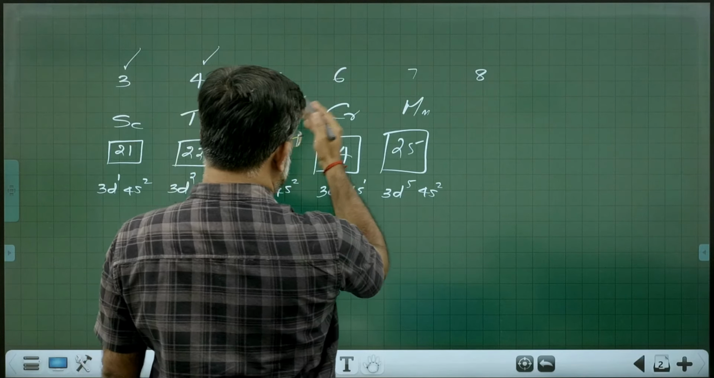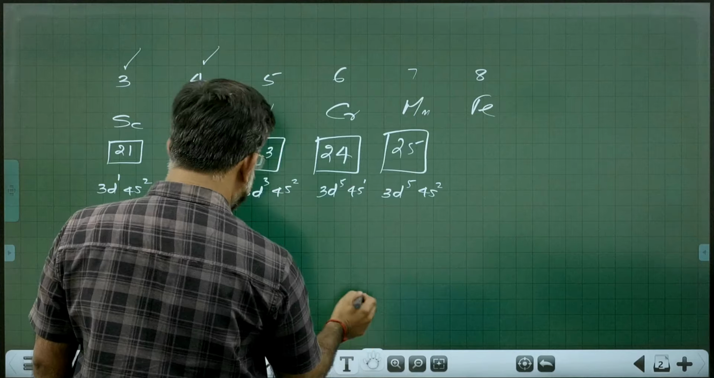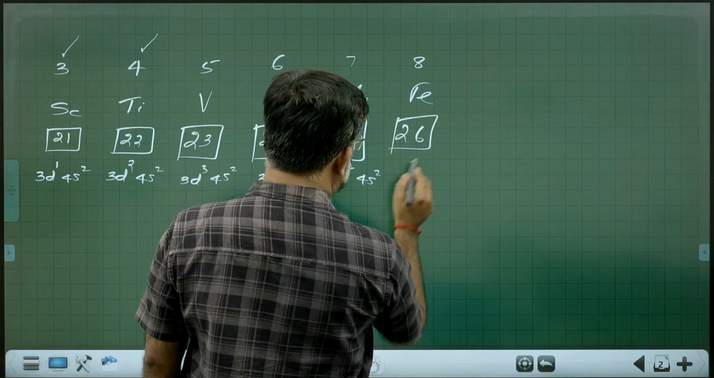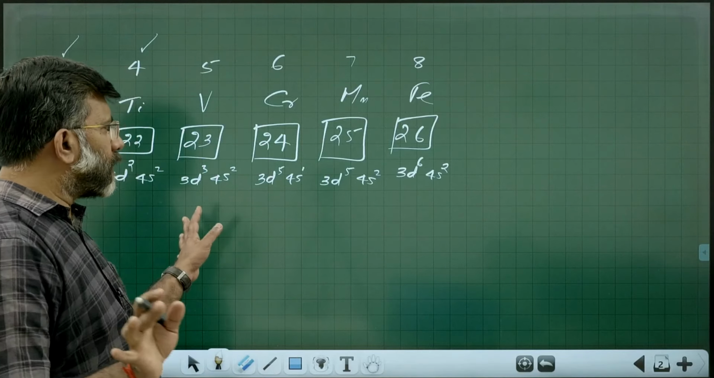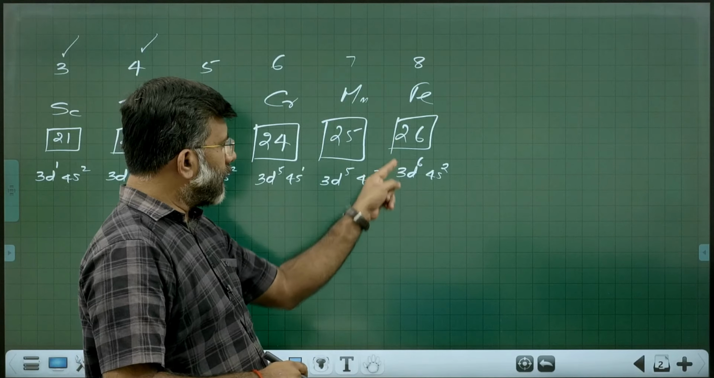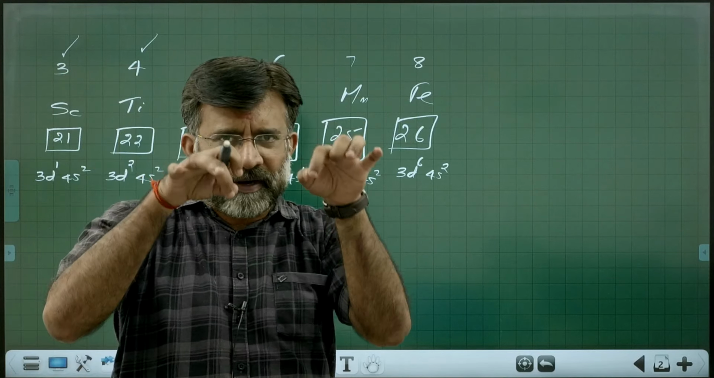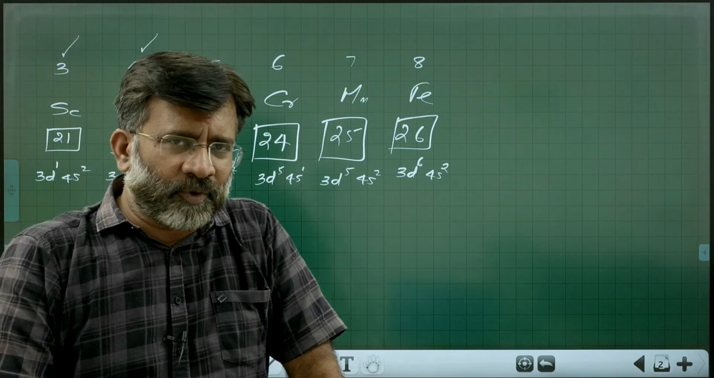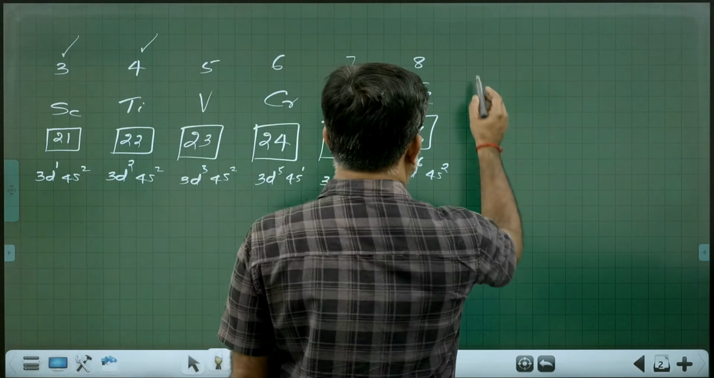Then, scandium, titanium, vanadium, chromium, manganese, iron. Atomic number, how much? 25, 26. It is 26. It is 3d6 4s2. You see this? 3d5 4s2, 2 plus 5 is 7. 3d6 4s2, 2 plus 6 is 8. So the electronic configuration is reflected in the digits of the atomic number. If you memorize the atomic number, you can find which group it is and what electronic configuration it has. After iron, it is group number 9.